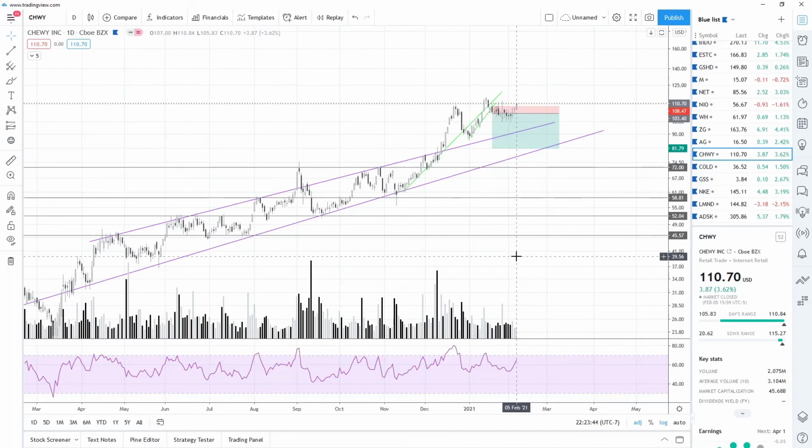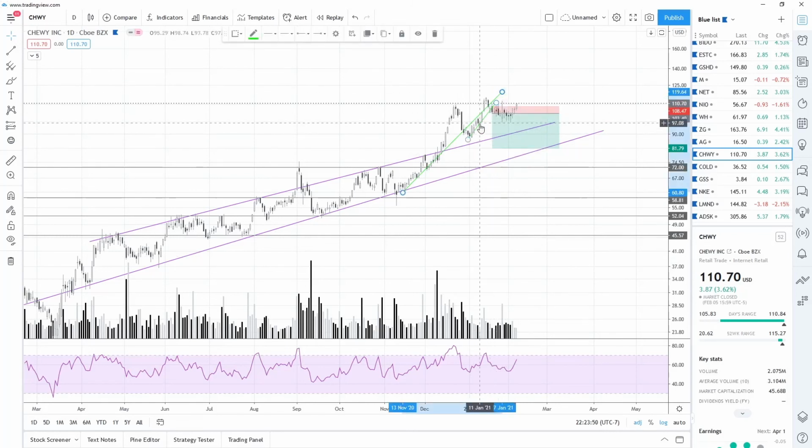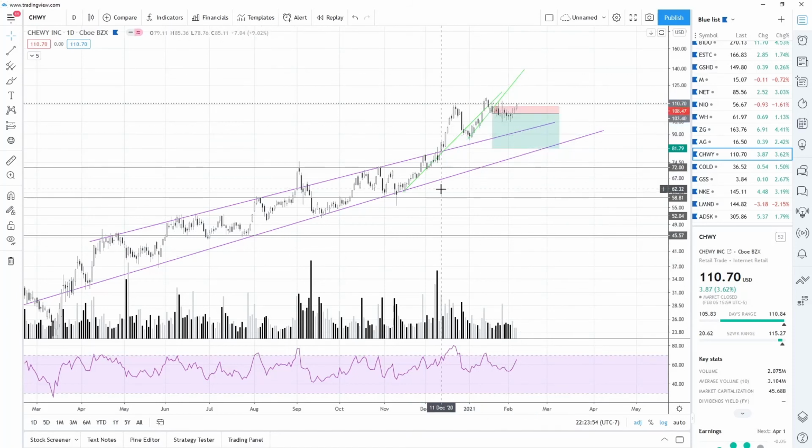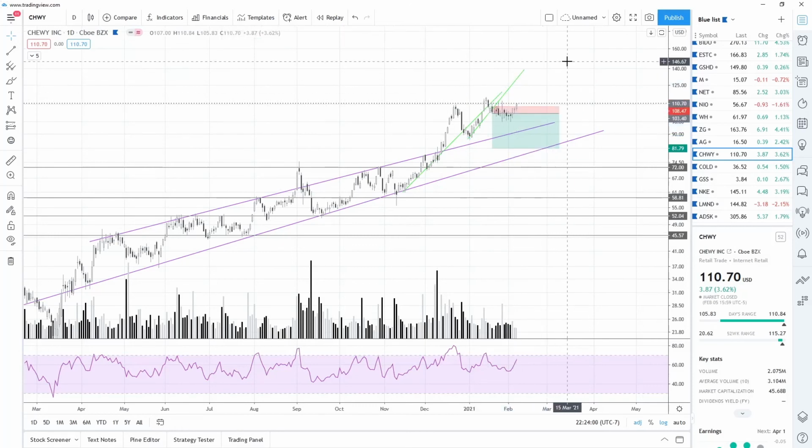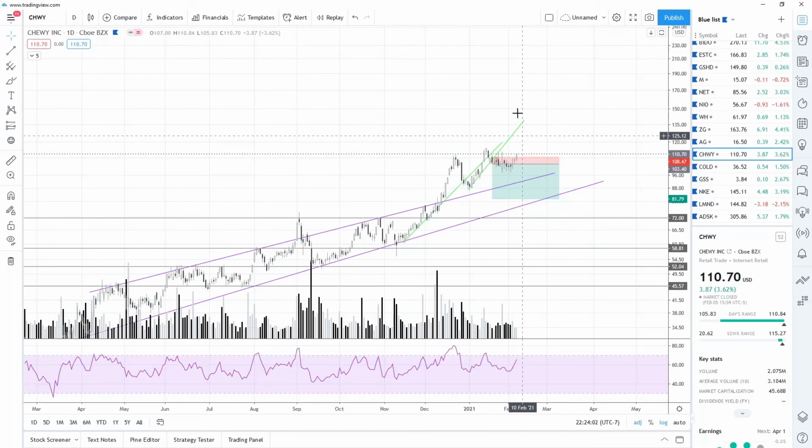So I would say if it actually does a full back test of at least one of these two levels, at the minimum I'd want a full back test of this lower trend line here, and that's where I would go short. Otherwise I would be watching out for a short squeeze with the high volume, and that's when I would go short.